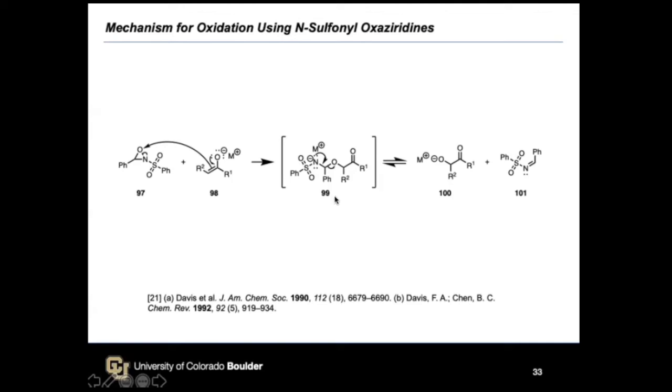And then that tetrahedral intermediate collapses, kicking off the anionic salt of an alpha hydroxy ketone, that's number 100 here, plus the N-sulfonyl imine byproduct. In our reaction, the nucleophile is either one of the amines in the cyclization product, or could also possibly be the isoindole.